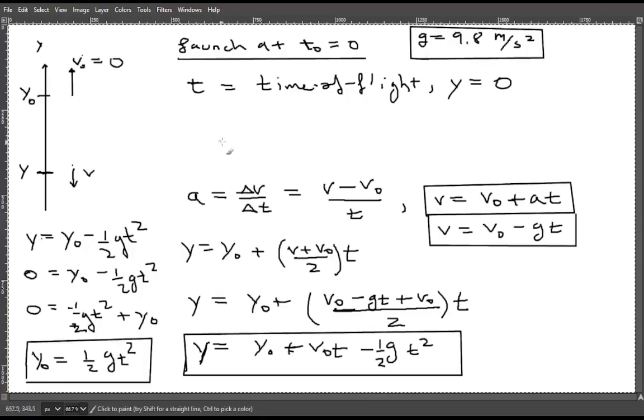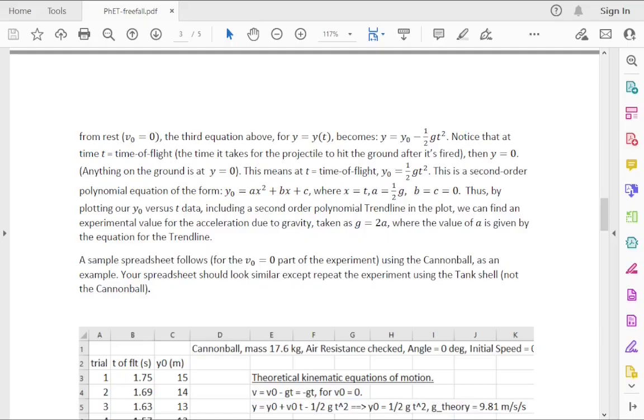That's a second order polynomial equation. If we look over at the handout, we can see right here, this is a second order polynomial equation. Here it would be of the form y0 is equal to ax squared plus bx plus c. Ax squared plus bx plus c is just a polynomial of order 2. So if we think about that over here, just a polynomial of order 2.